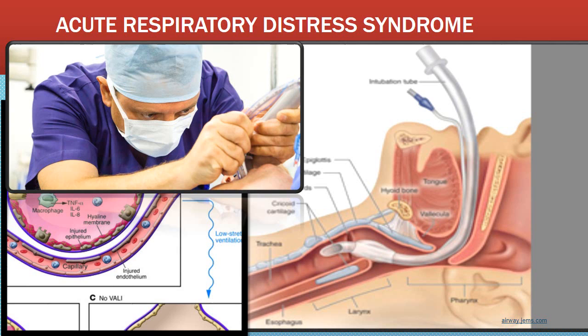You need to be manually turning the patient every 2 hours to increase perfusion. And this has been actually proven to help, but most people say it's not being done as frequently as it should be. This patient is going to be on a ventilator and we need ventilator support.